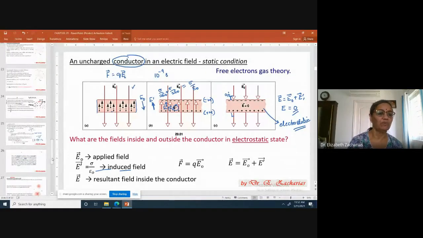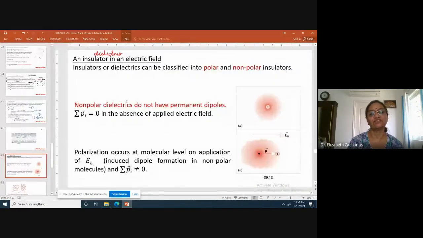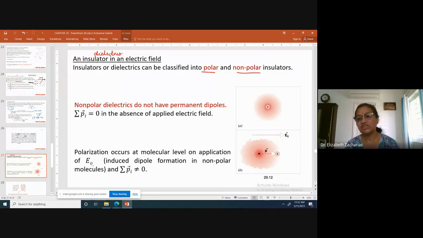Okay, so let's see what happens in the case of a dielectric. Before we get there, we first have to talk about types of dielectrics. Dielectrics can be classified into polar and non-polar dielectrics. The picture given here is of non-polar.